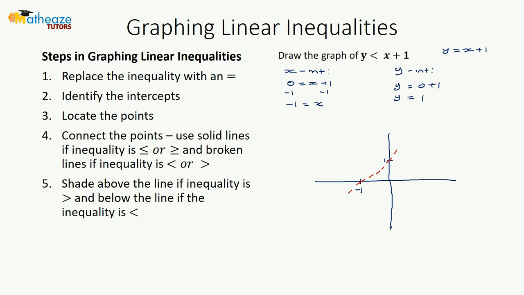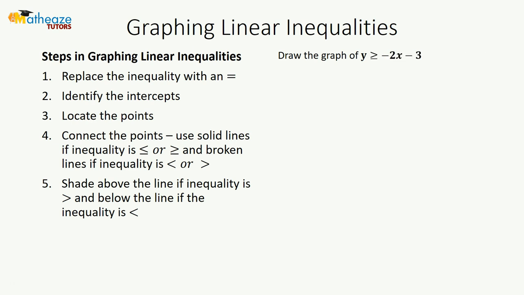And now we have to figure out what portion we need to shade. It's a less than, so we're going to shade the portion below. For the sake of this, let's show a test point. Look at this right here, this is the origin. That's the point 0, 0. I always like that as a test point. So let's look at 0, 0. So y is 0, should be less than 0 plus 1. So 0 should be less than 1, which is a true statement. So that means every region that this point belongs to satisfies the inequality.